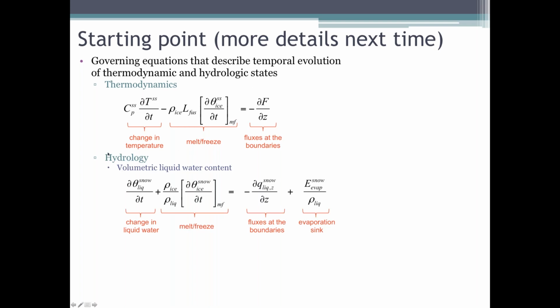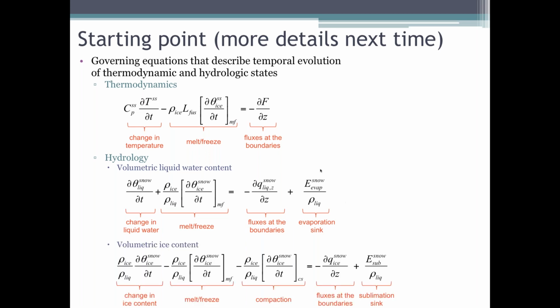We also need to track the conservation equations for hydrology. So we'll need the volumetric liquid water content, where we need to go through the change in liquid water within the snowpack at each time step, which will increase as snow melts, ice component melts, and will decrease as liquid water freezes. This will also be a function of fluxes at the boundaries, which include liquid water coming in through the top, moving out through the bottom, as well as any evaporation if there's liquid water near the surface that's evaporating to the sky.